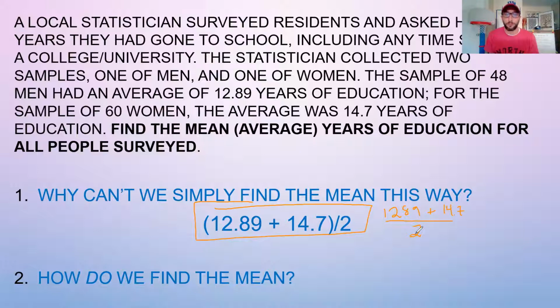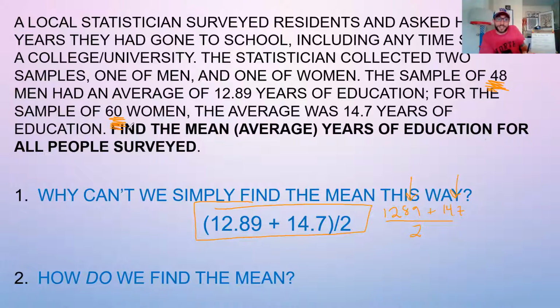The problem with this is treating each of these values equally, right? These are each getting weighted equally. We're treating the men's average the same as the women's average. However, hopefully we realize, based on the information given, we had 48 men and 60 women. So it's not really fair to treat these averages equally because the sample sizes are different.